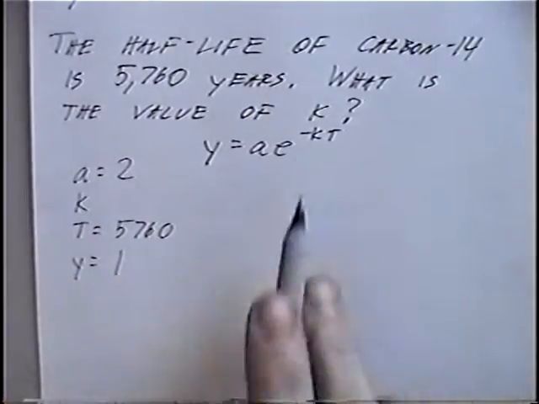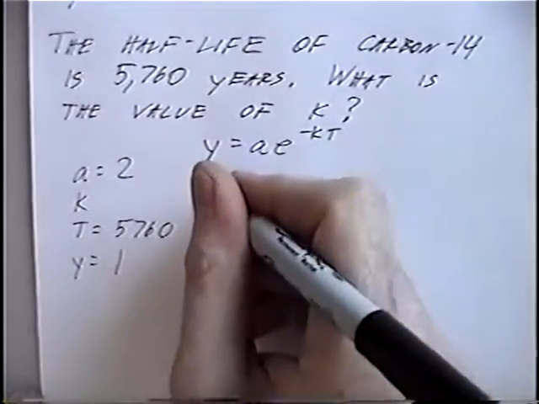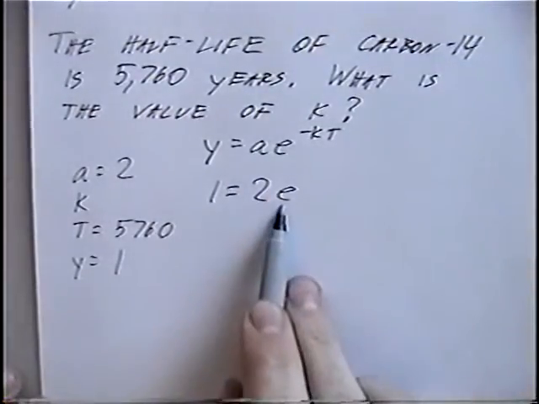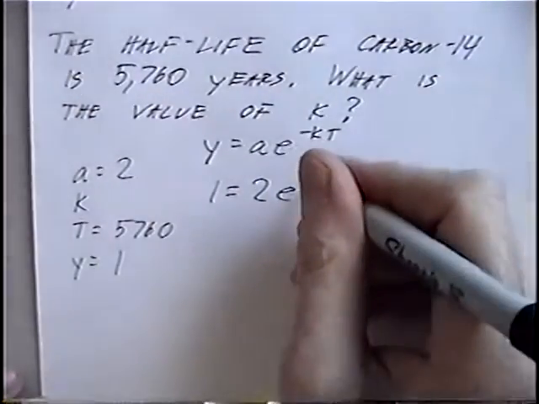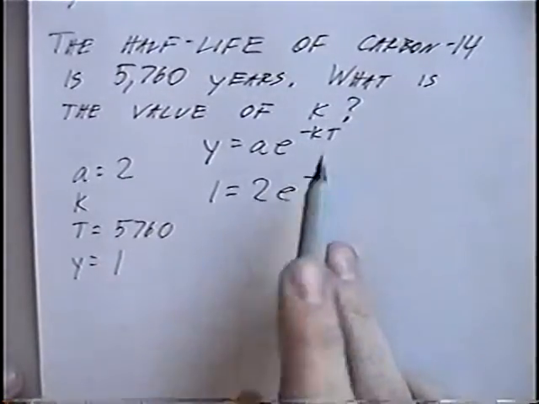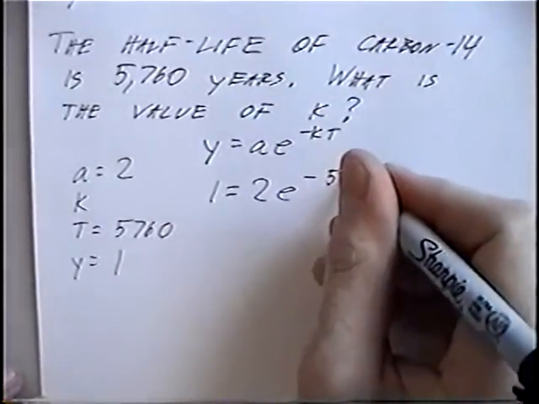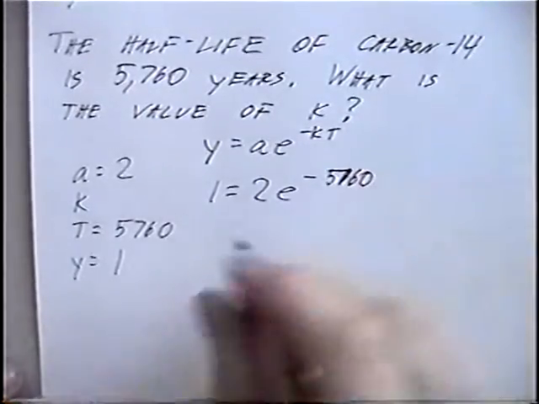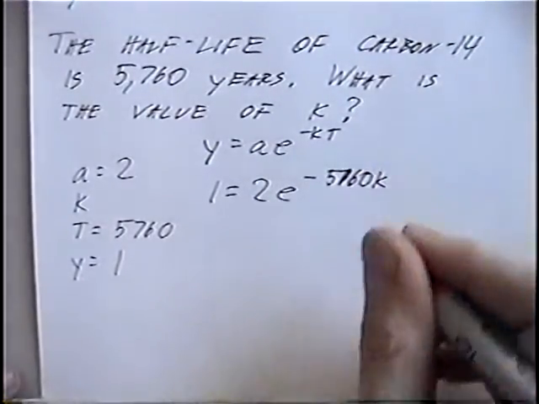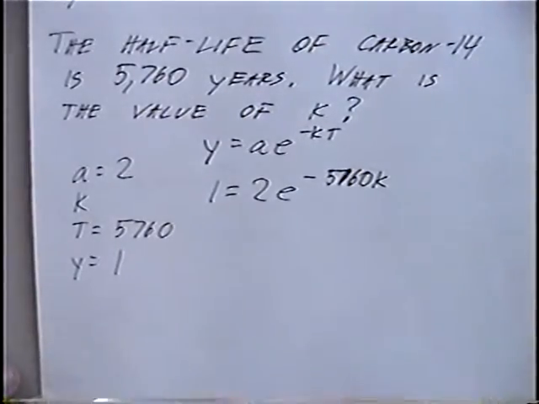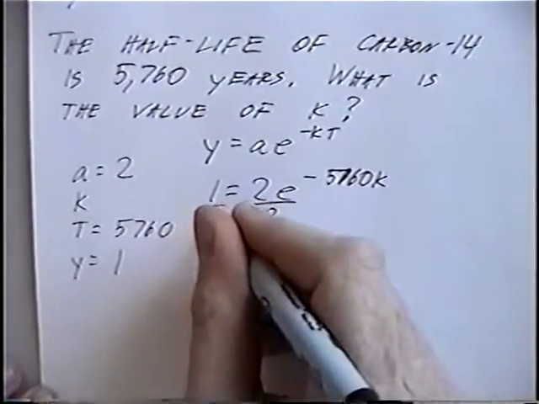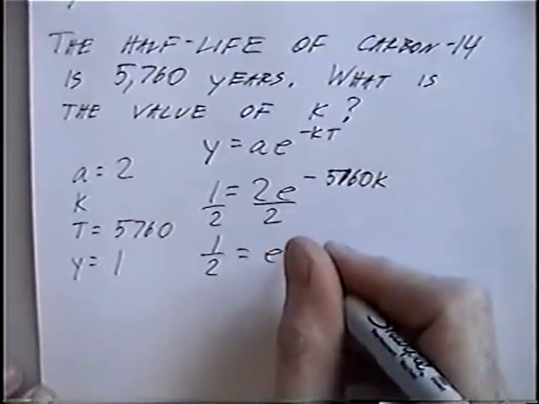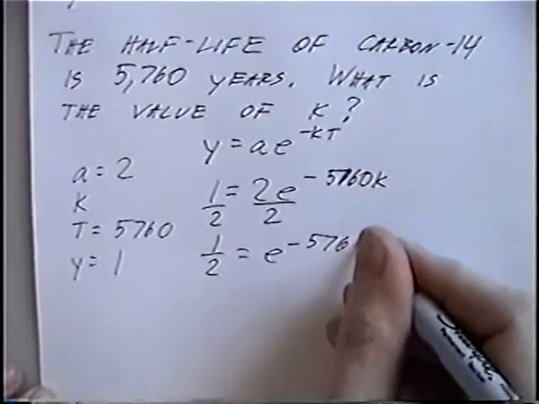Plugging these three numbers in, we can solve for k. Y is equal to 1, a is equal to 2, e again is a constant from natural logs. We have negative k times t. T is 5,760. And k again is what we'll be solving for, the constant. First step, you can divide by 2. And we'll have 1/2 equals e to the negative 5,760k.